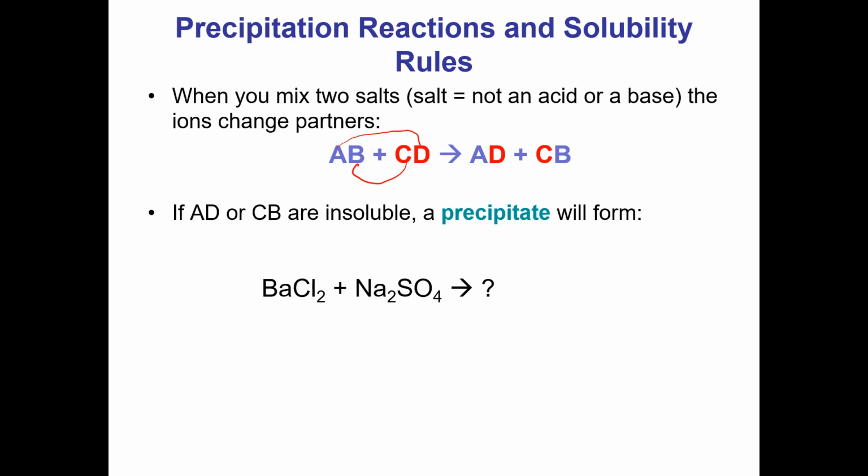We have barium chloride and sodium sulfate. So again, these are just going to swap partners. So barium and sulfate are going to form a compound. And when you write these, you want to make sure that the formulas you write are correct. Just don't copy the ions over.